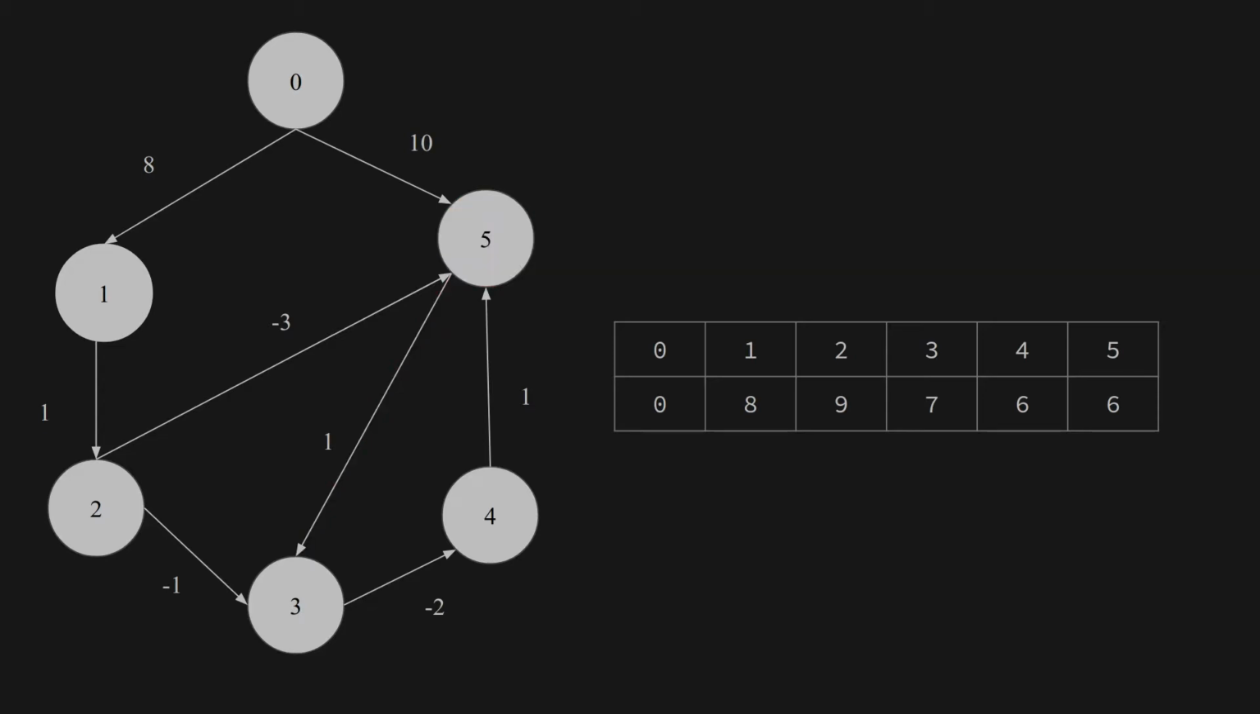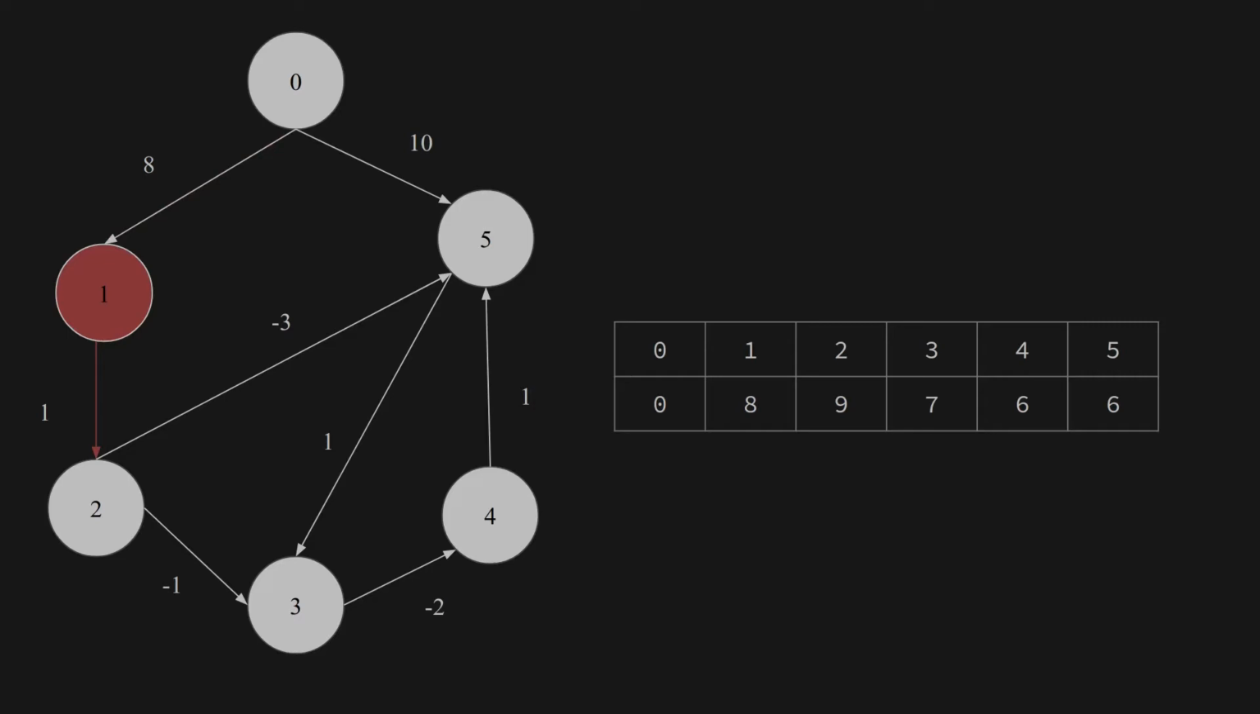This completes iteration 1, and this is the list of distances after iteration 1. Now let's move to iteration 2. Again, we start at vertex 0, and we see that we do not get any new distance for vertex 1 and 5, so nothing to change.